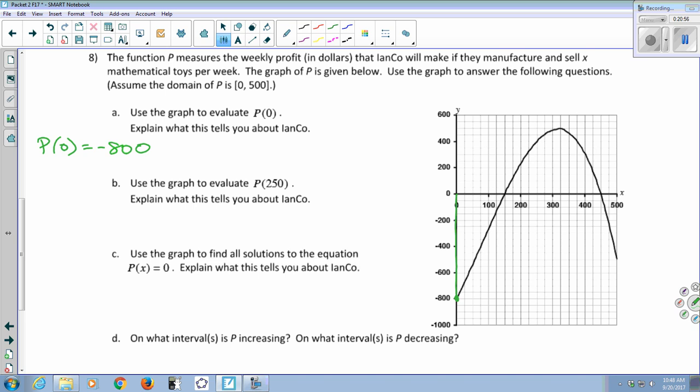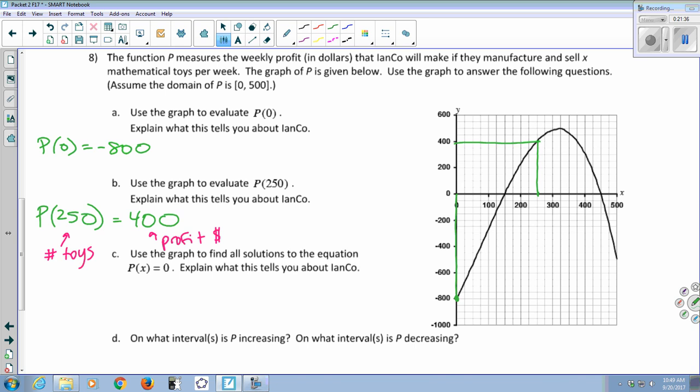Okay, use the graph to evaluate P of 250. So 250 is my x. It's about right here. I go up to the graph, get the y value, looks like 400. So P of 250 equals 400. That means if you make and sell 250 toys, your profit is going to be $500. Your weekly profit is $500. I'll just make a little note. This is number of toys. This is profit, dollars.